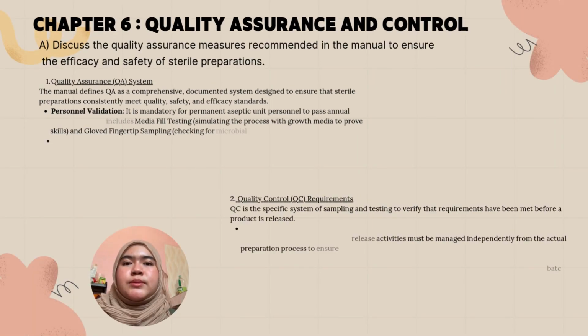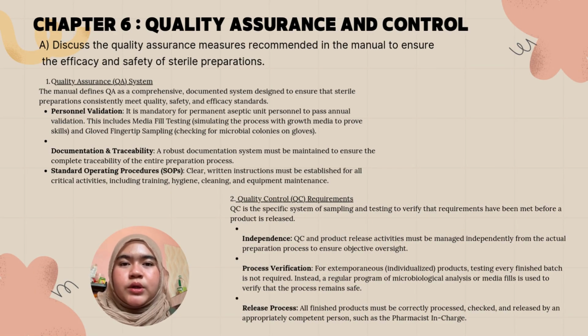Next, Chapter 6, Quality Assurance and Quality Control. According to the manual, quality assurance or QA is a documented system designed to ensure that all sterile products are consistently safe, effective, and of high quality. One important QA measure is personnel validation. All permanent aseptic unit staff must undergo annual validation, including media fill testing, which simulates aseptic preparation using growth media, and glove fingertip sampling, which checks for microbial contamination on gloves. This ensures staff maintain proper aseptic technique.